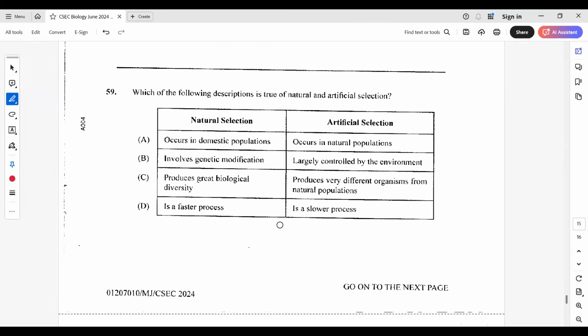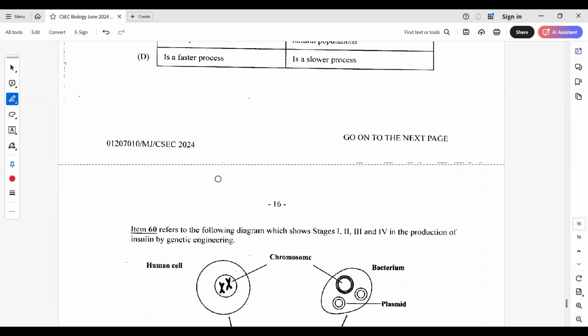59, which of the following descriptions is true of natural and artificial selection? And you just read them and make sure they're correct. Occurs in domestic populations. Nope. Natural populations are not the same as domestic populations, so that's not correct. Involves genetic modification. No, it does not. That's artificial. Produces great biological diversity. Yes, that's true. Read the next one to make sure it matches. Produces very different organisms from natural populations. Yes, that's true. The answer for 59 is C.